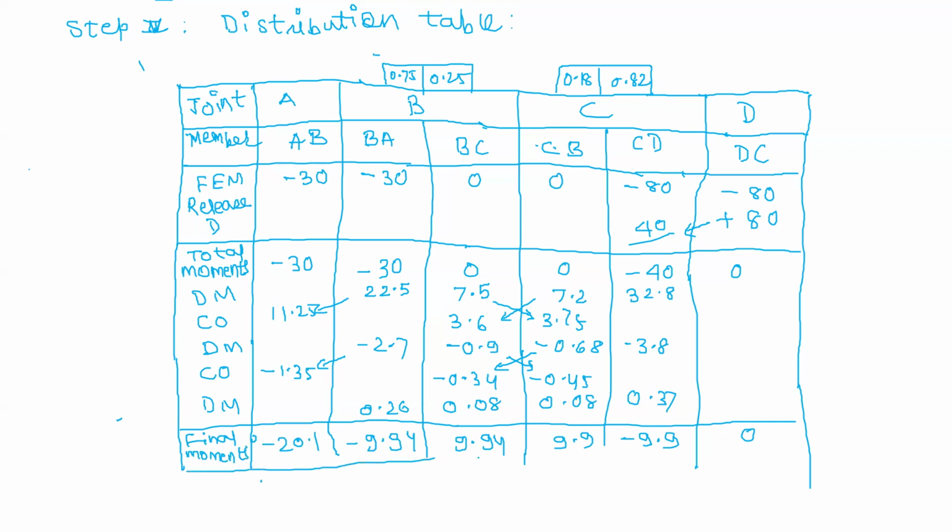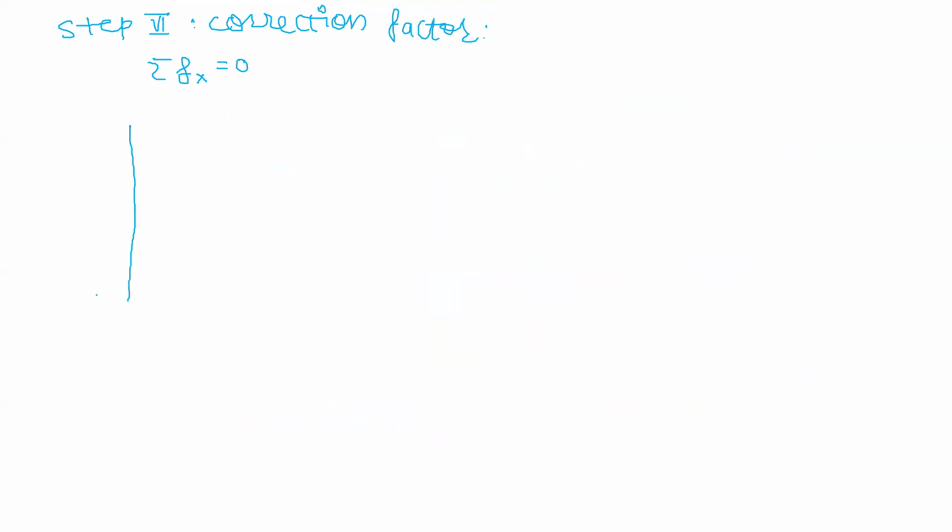And now we have to correct these values of the moments, minus 30 and 80, which we have assumed. So the next step is step 6, correction factor. Now we have summation Fx equal to 0, and then we have to find HA, which we have always considered positive. And then we have the load of 60 kilonewtons at 2 meters. As our sign conventions are positive, we have to consider this MBA and this MAB. And from this we will find the value of HA.